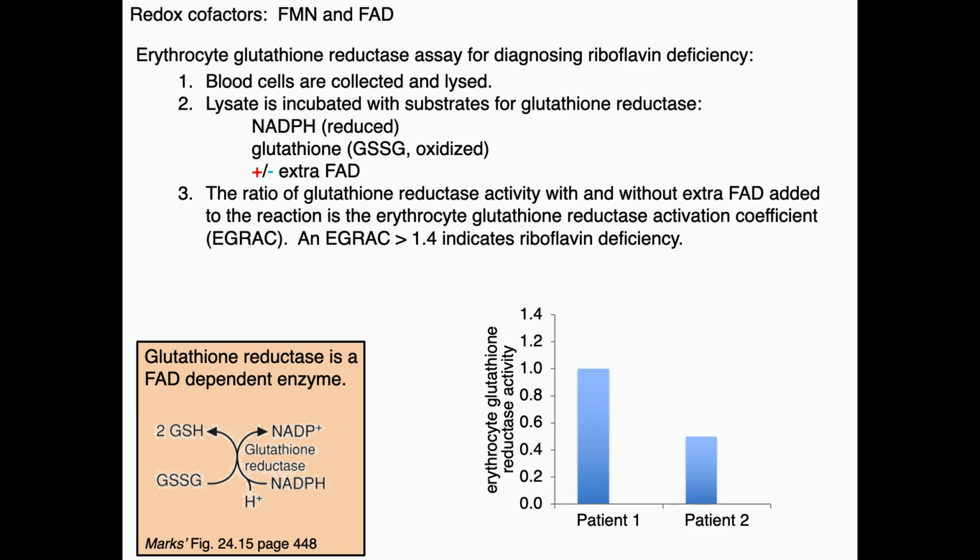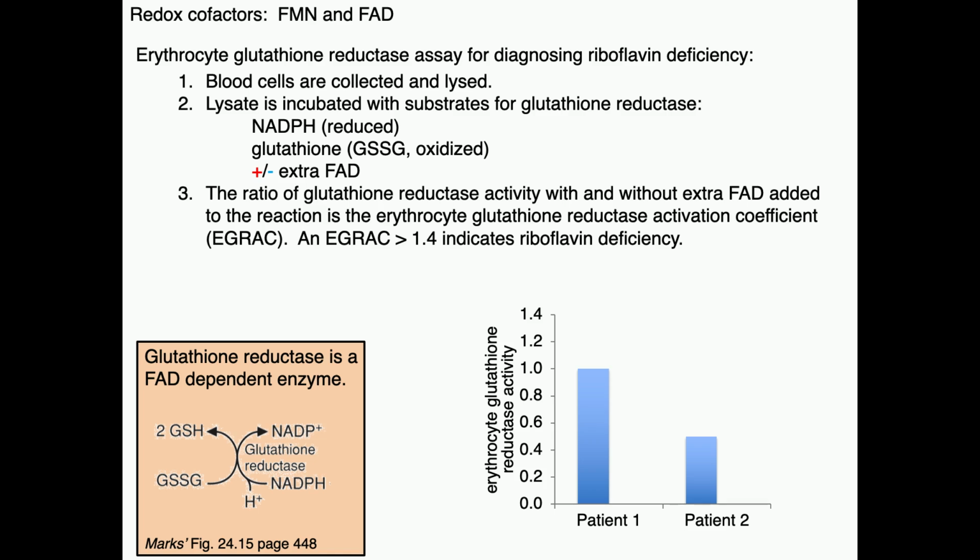So if we have two patients here, and this is their erythrocyte glutathione reductase activity amounts, can we tell which patient is deficient? Patient 2? What if patient 2 just has an erythrocyte glutathione reductase enzyme that has an intrinsically lower activity?